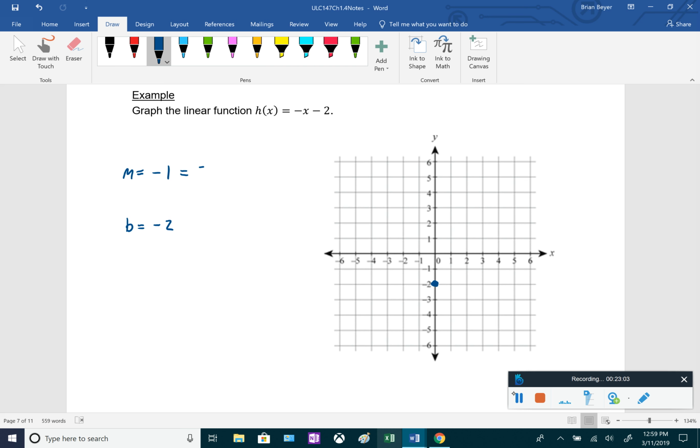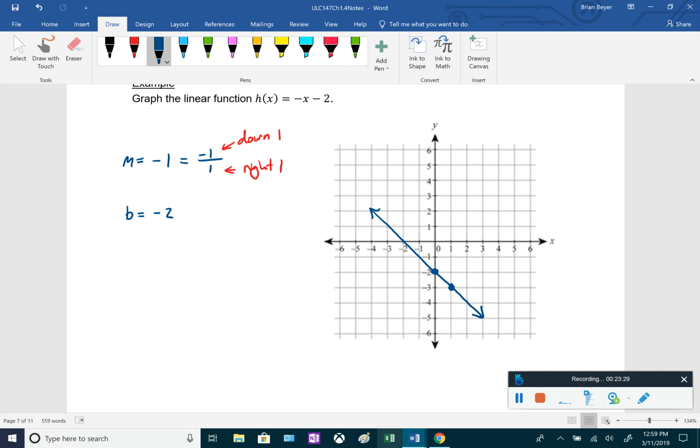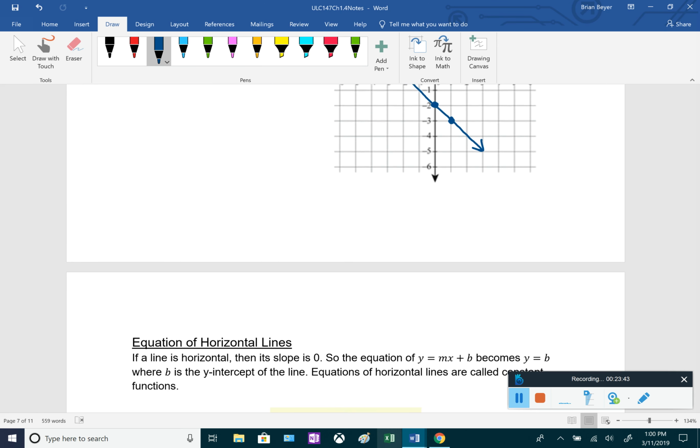We can write integers as fractions if we put them over 1, right? So negative 1 is the same as negative 1 over 1. So now this tells us to go down 1 because it's negative, and to the right 1. So from that point, we're going to go down 1 to the right 1. That's going to get us right here. And then we're going to connect them. And we're going to get this. So this is going to be our linear function, h of x. Okay, so hopefully that's relatively simple. You just need to find the y-intercept and then use the slope to give you another point here.